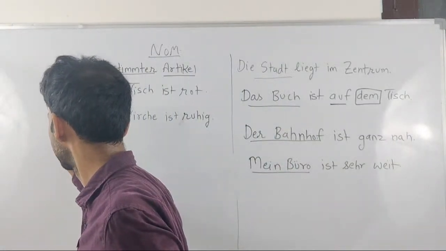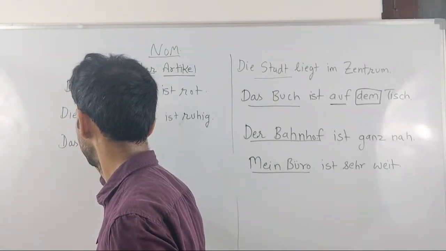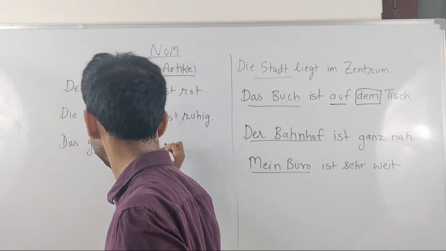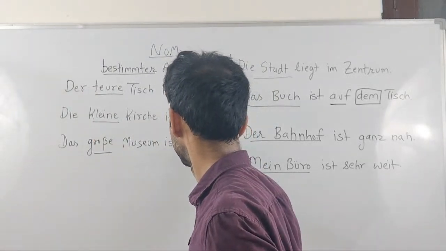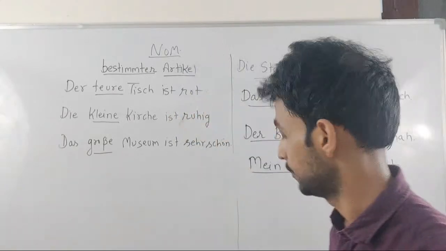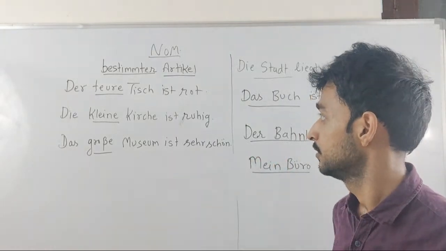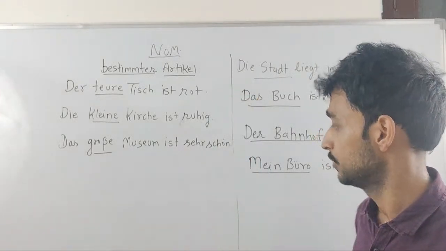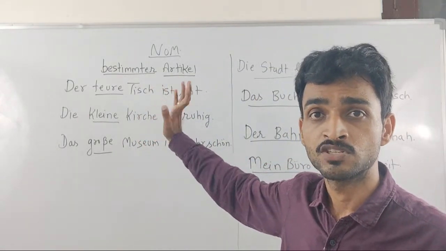The big museum, das große Museum, das große Museum ist sehr schön. The big museum is very beautiful. Again, I am talking about the museum. And how is the museum? Very big. Das große Museum ist sehr schön. The big museum is very beautiful. You can say here, this is called bestimmter Artikel.